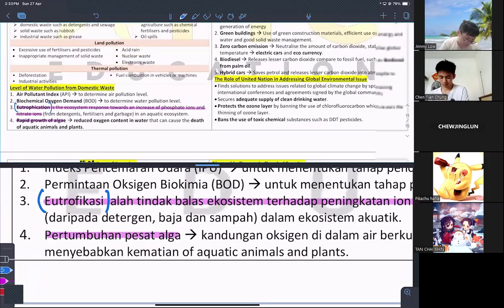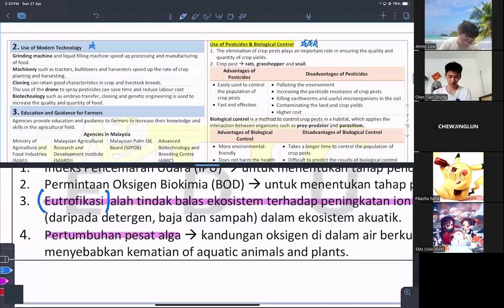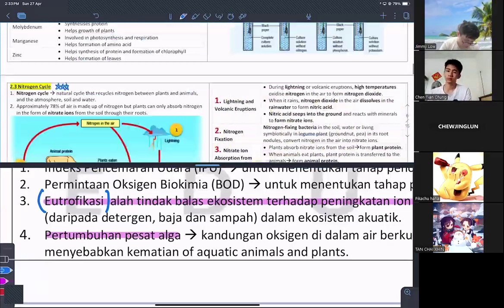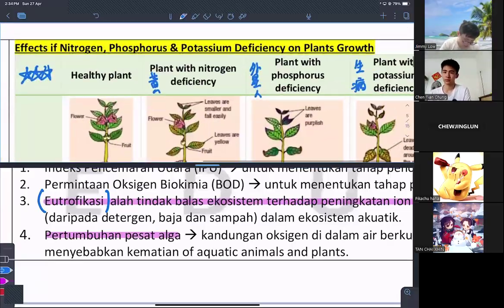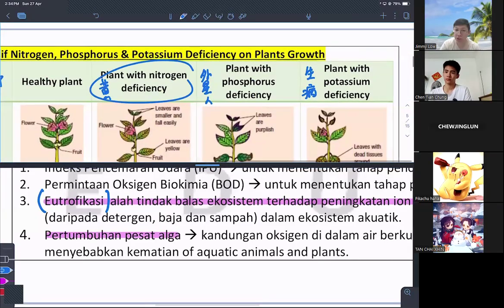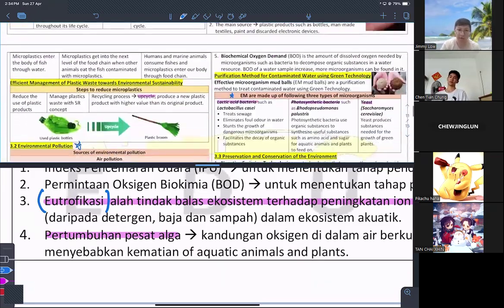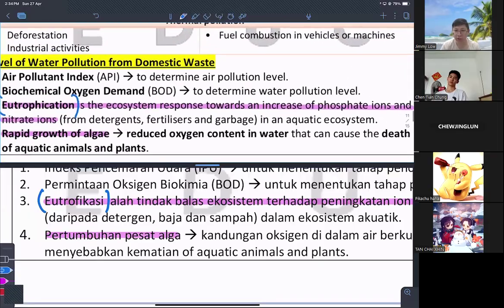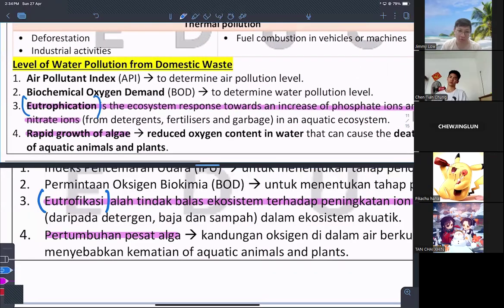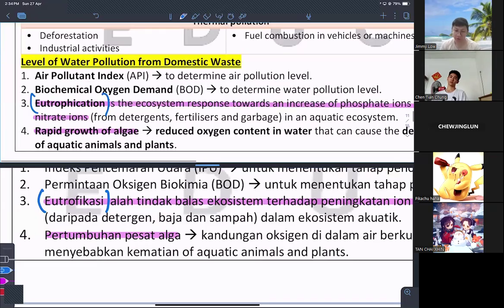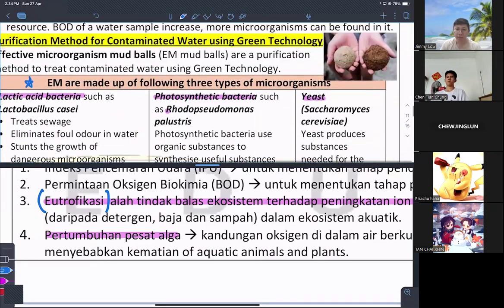Back to what we have learned. You see this thing? Nitrogen, you break it down, it becomes nitrate. Phosphorus becomes phosphate. These 2 nutrients are so important to plants as well as algae. So algae will use these 2 things to grow rapidly, which is a phenomenon called eutrophication. Know this thing.